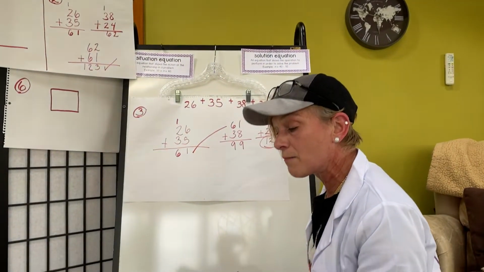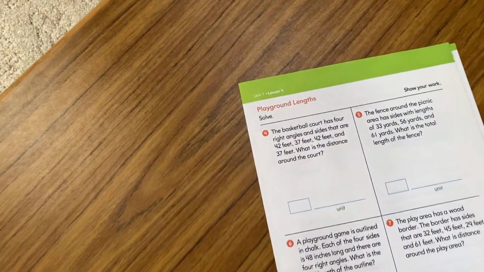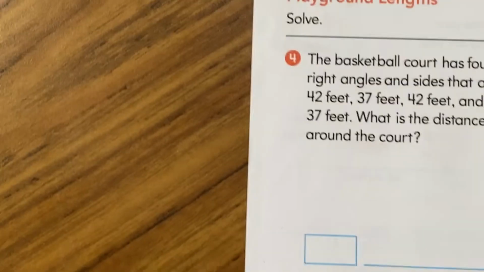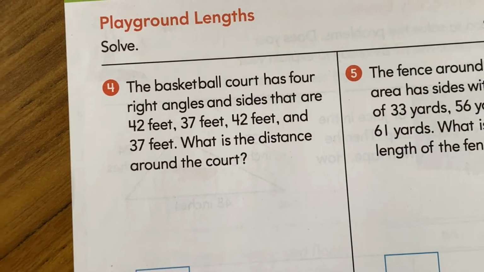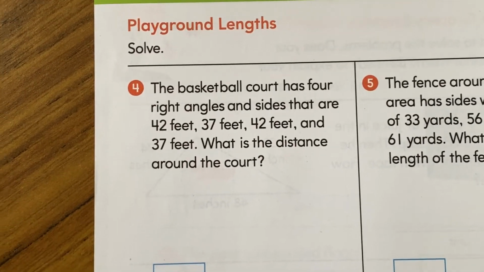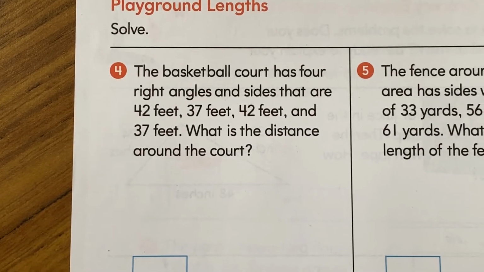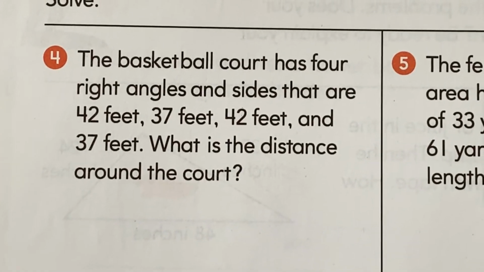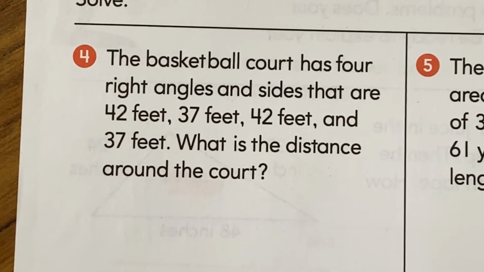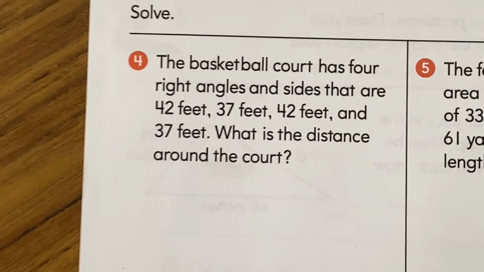Let's now go to number 4. And Tommy's going to come over my shoulder. Number 4 is going to be an interesting one. On that page is asking you to actually think about what shape they're describing. So we're going to be thinking about rectangles and squares. Number 4, it's talking about a basketball court that has 4 right angles. And the sides are 42 feet, 37 feet, 42 feet, and 37 feet. What is the distance around the court?